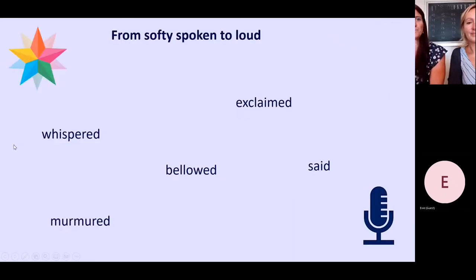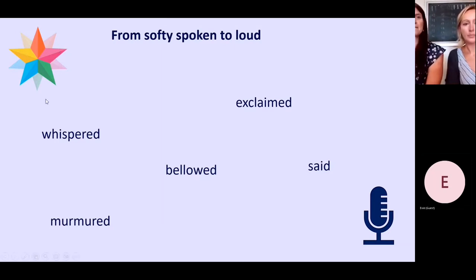Okay, let's try another one. From softly spoken to loud. Have a little think about those. I think it helps to think about what's at both ends, like you said, the anchor points, and then think about the middle. Yes, and we've got five words there, so we've got a definite middle. If you've got the starting word and the ending word and the middle, you're almost there.